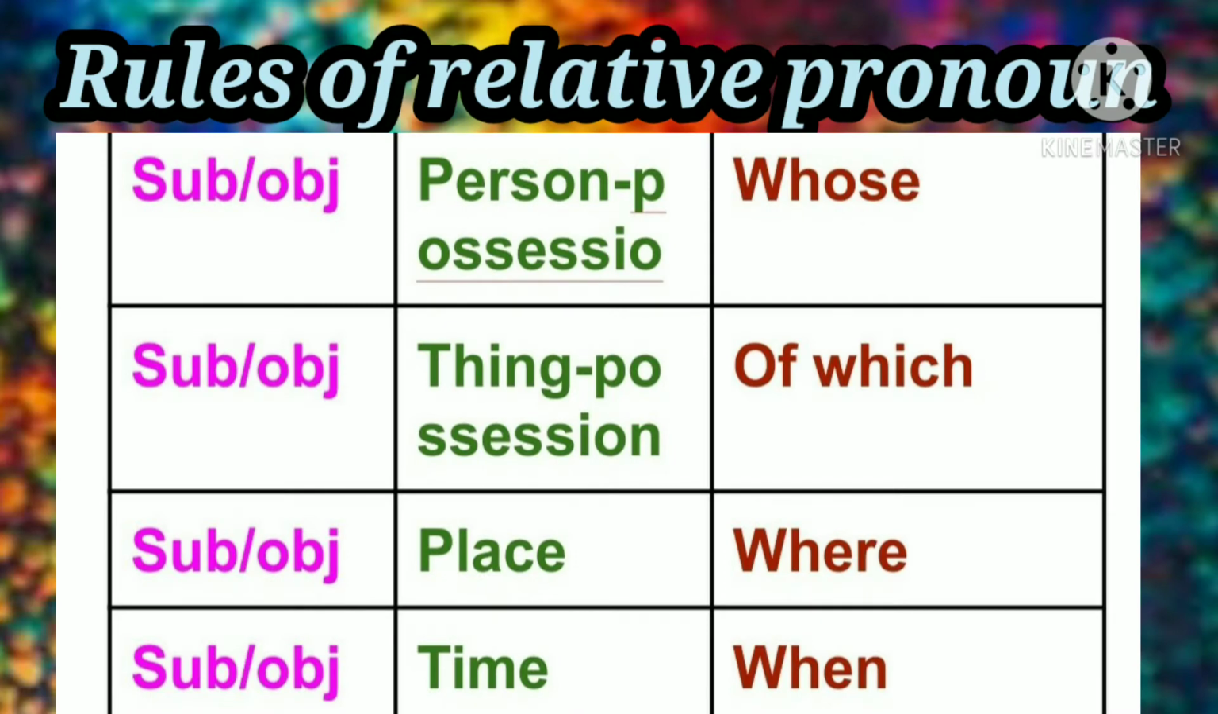If it is a subject or object but a possession, we have to use whose. But for a subject or object of a thing, we have to use of which. If it is a subject or object but a place, we have to use where. If it is a subject or object but indicates time, we have to use when.